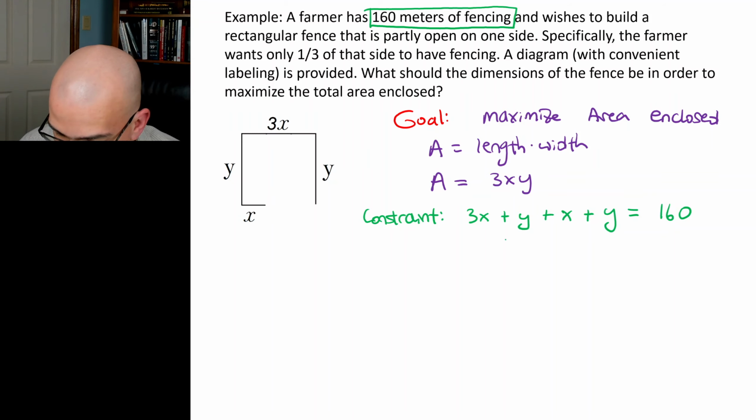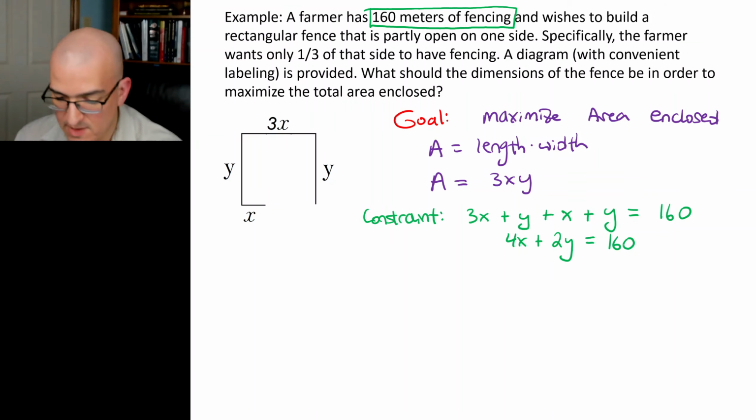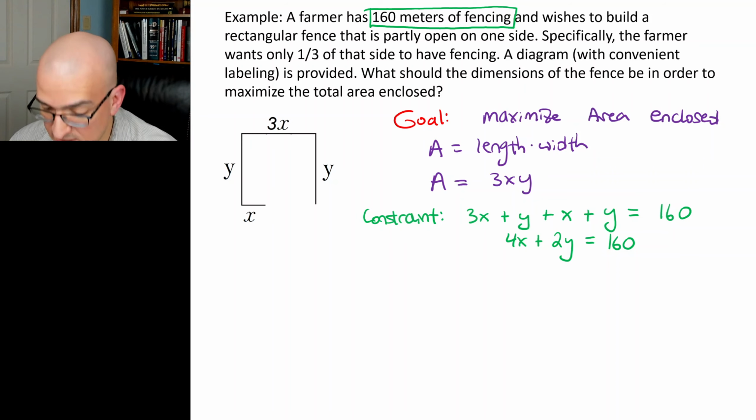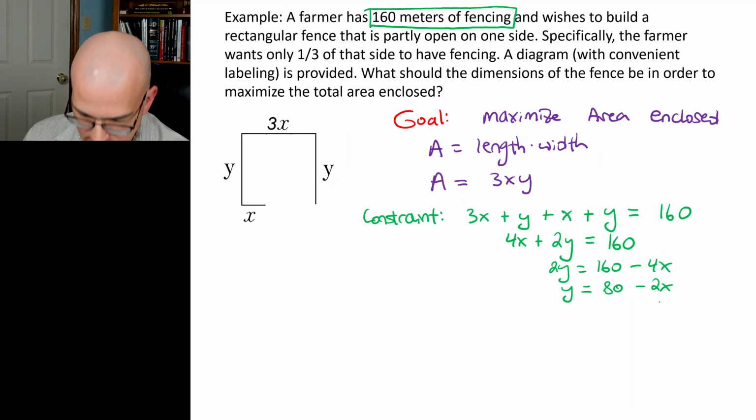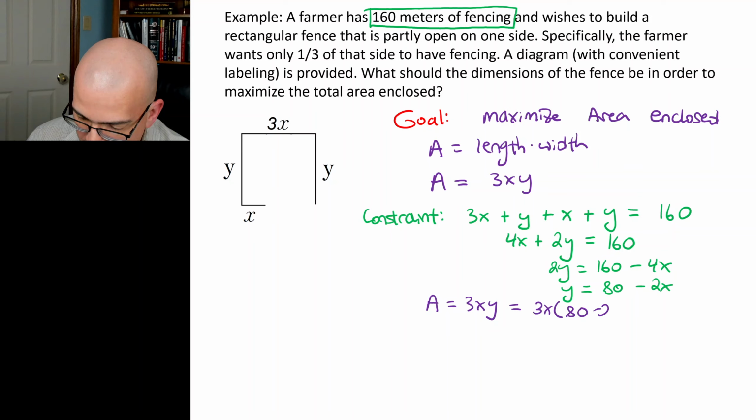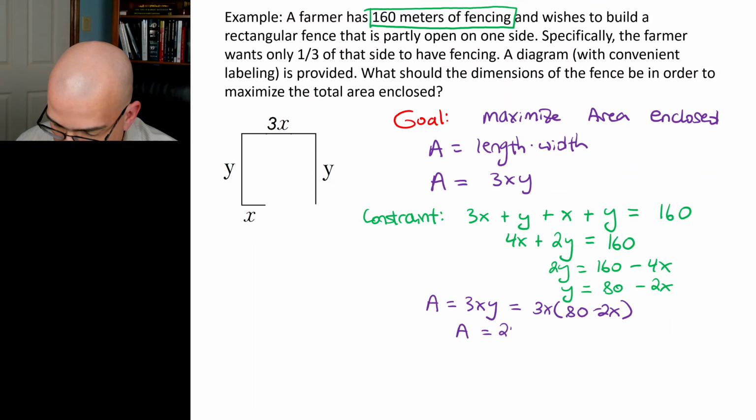We can collect like terms, so 4x plus 2y is equal to 160. I'm going to rearrange to get y all by itself. So 2y is equal to 160 minus 4x, and we can divide both sides by 2: y equals 80 minus 2x. Okay, now let's do the substitution. A is equal to 3xy, which is equal to 3x times (80 minus 2x), which we can clean up. A is equal to 240x minus 6x squared.